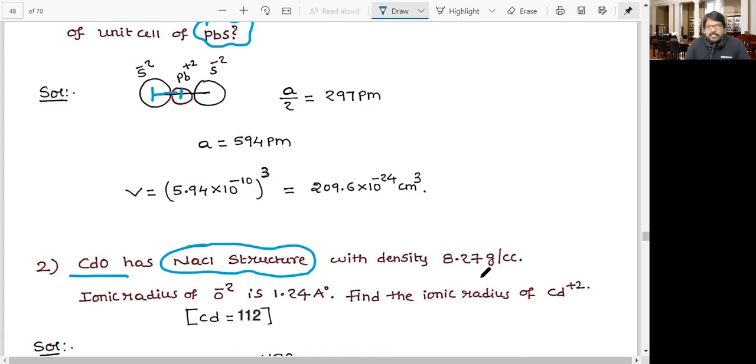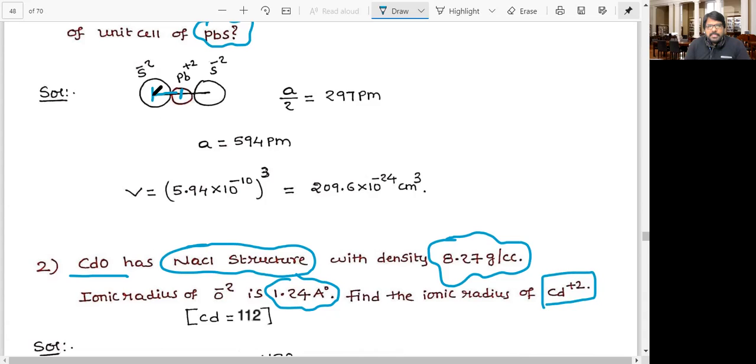Density is given as 8.27 gram per cc. The ionic radius of oxide is also given, that is 1.24 angstroms. Find the ionic radius of cadmium plus 2. Again, it is NaCl structure.